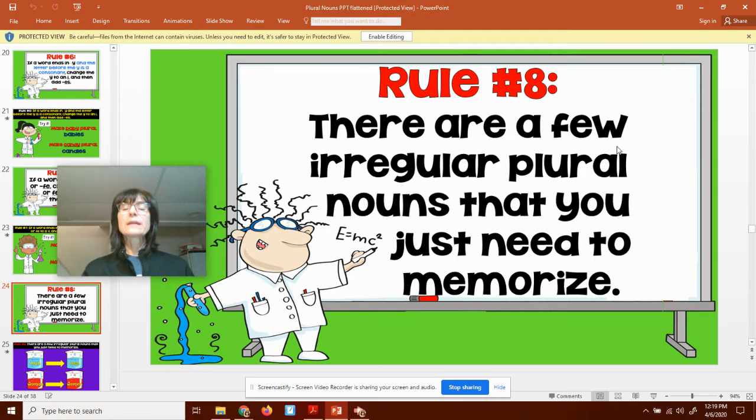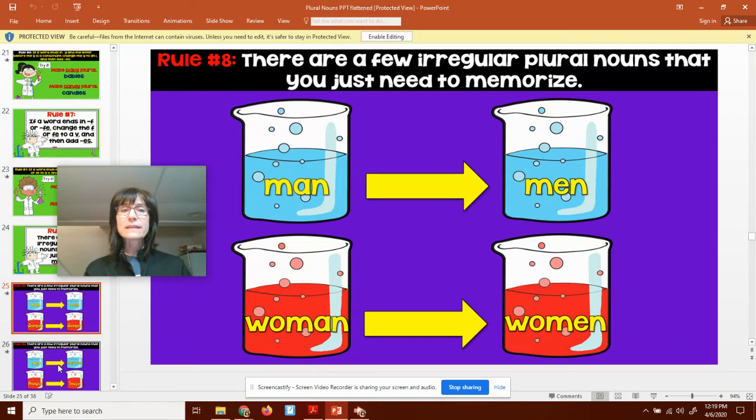Rule 8. These are more the irregular plural nouns. Regular means the most common. Irregular means there's always exceptions to that rule. And so these we just have to memorize. You have to understand when you see these words or hear these words, how they're spelled. It's a little different. They're words like this.